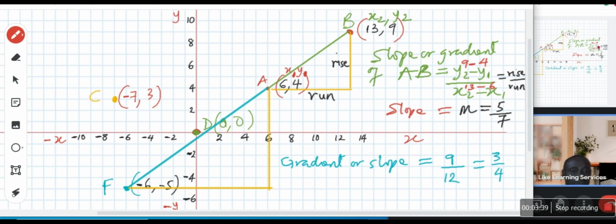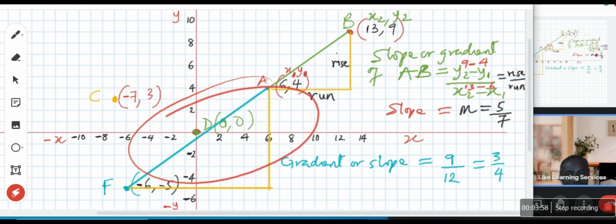What is 9 minus 4? Check now, what's 9 minus 4? 5. Is that not the same 5 we got? What is 13 minus 6? 7. So the slope is still 5 over 7. If you do the same thing here, you will get the same answer.